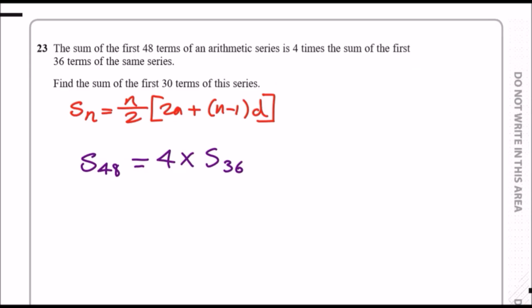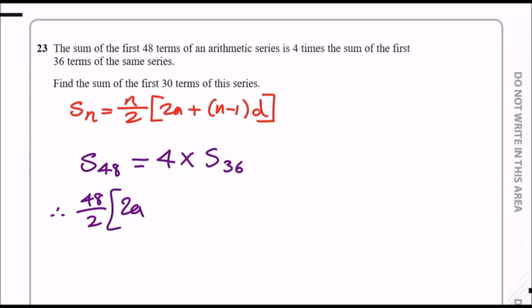Okay, oh man. Now, all you have to do here is literally just copy this equation twice, replace n with 48 here, and then again on the right hand side replace n with 36. So let's do it. So for the sum of 48, we're going to have 48 over 2 times 2a, and by the way, a is known as the first term, and d is the common difference. We have to figure out what these two are, I'm guessing.